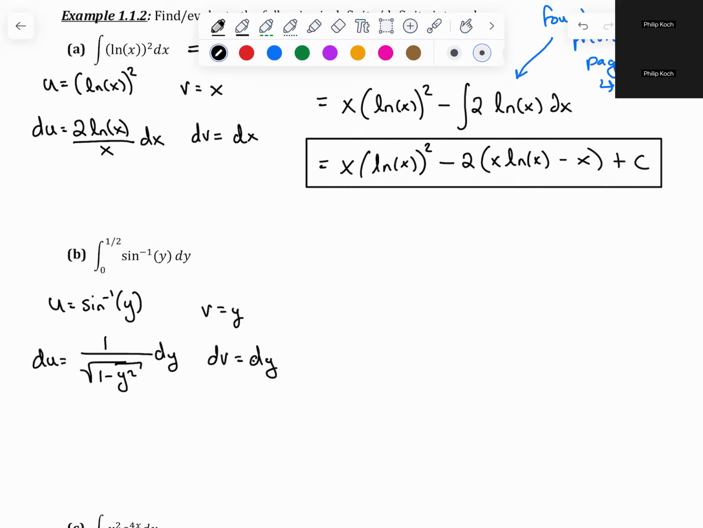And so this is a definite integral. So when I do the integration by parts, it's going to be uv evaluated from 0 to 1/2. It's going to be uv, so y sine inverse of y evaluated from 0 to 1/2 minus the integral from 0 to 1/2 of v du. So that'll be y over the square root of 1 minus y squared dy.